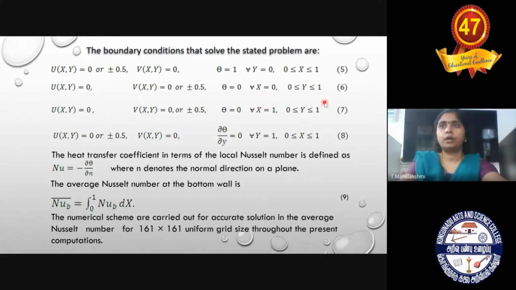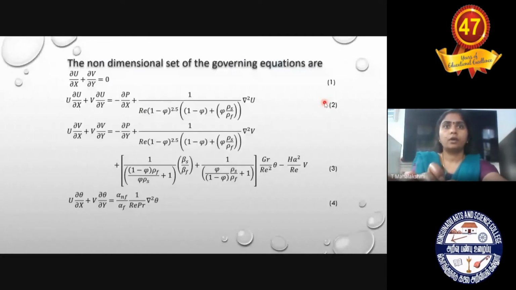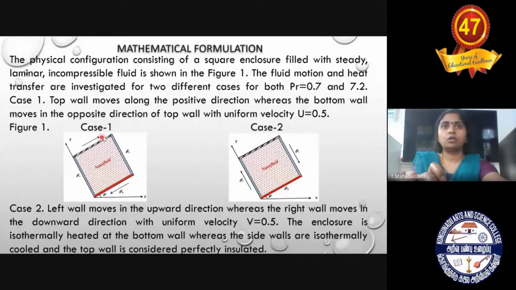So if you see the diagram, I think you can get the idea. For horizontal wall movement, the velocity is considered plus 0.5 and minus 0.5 here. And here the vertical walls are moving in the opposite direction. Here the velocity 0.5 is considered, and when it is moving in the downward direction, we must keep the velocity as minus 0.5. So these are represented in this equation.